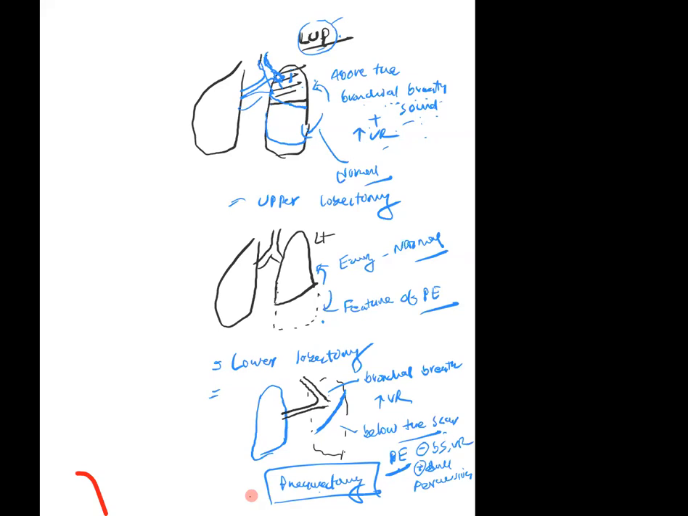So if you see any patient of pneumonectomy, what you will find, very characteristically, is that in this area there is a bronchial breath sound and increased vocal resonance. So you may get confused with consolidation also. Sir, please explain. Above consolidation, what will we get?